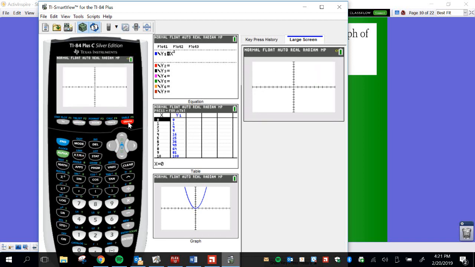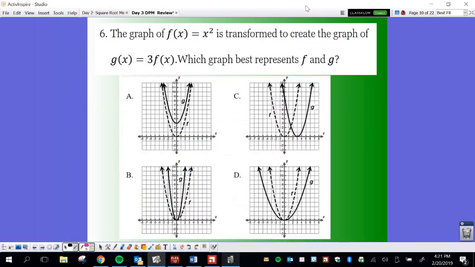So now we can take a look at our graph here. So here is f of x. And there is g of x. And so we can see that it caused our graph to stretch and get skinnier. So therefore, our answer would have to be B. And you have to make sure you pay attention because you can see the little dotted line, that's F. And G is my solid line that's on the inside, and that's the one we wanted on the inside.